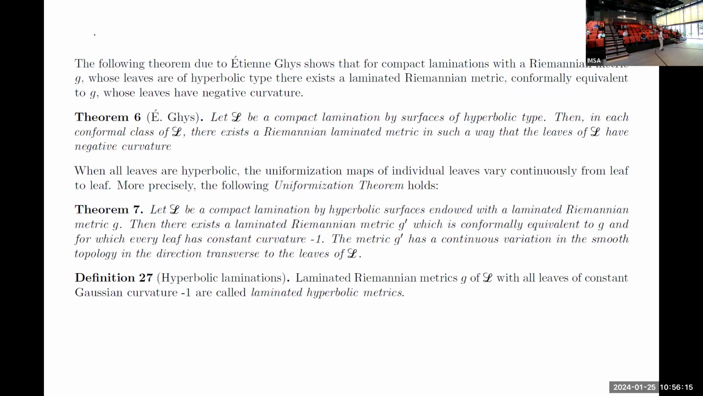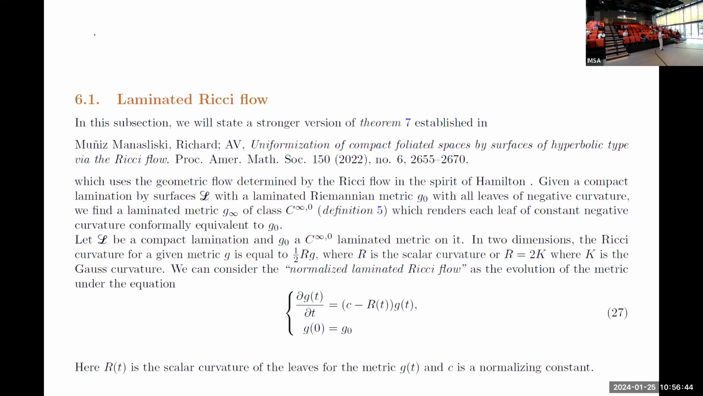I need to start running my Ricci flow, already supporting that the leaves have negative curvature. And then once there, I let the Ricci flow run, and that converges to the constant curvature. So I use Hamilton's theory of energy. The theorem is that I can prove the uniformization of the lamination.